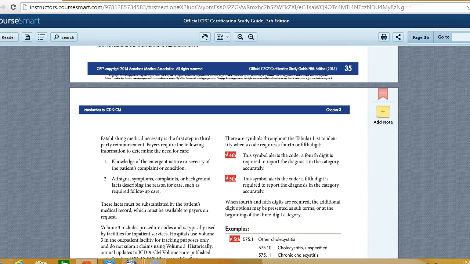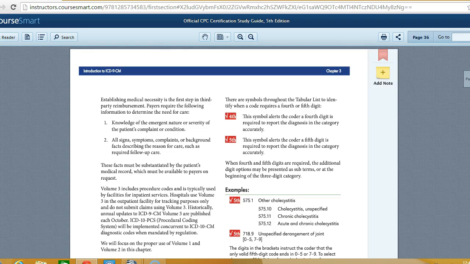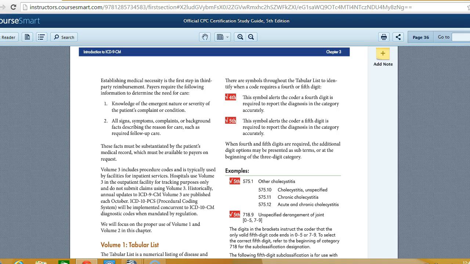Now, knowledge. Whenever we code, you all remember that we code to the highest level of specificity, with the highest level of specificity being to the 5th digit if possible. Insurance companies like 5 digits, and they do not like 9s on the end of codes, because if you have a 9 at the end of a code, that means that is an unspecified code. And insurance companies like for us to be as specific as we possibly can.